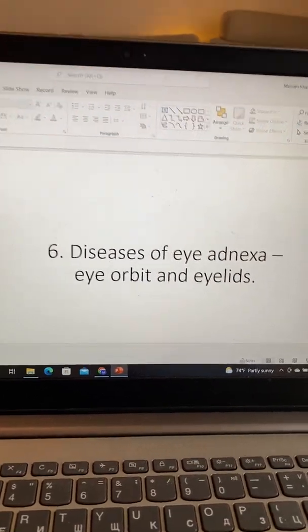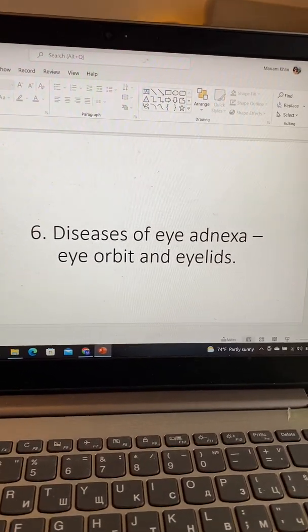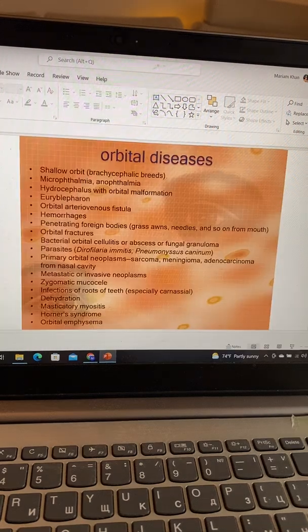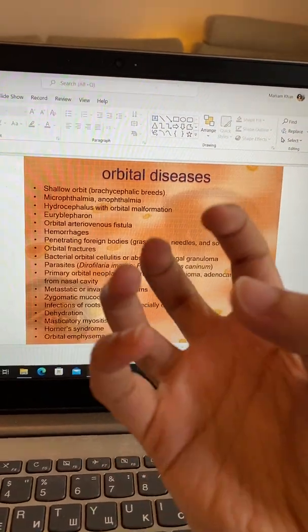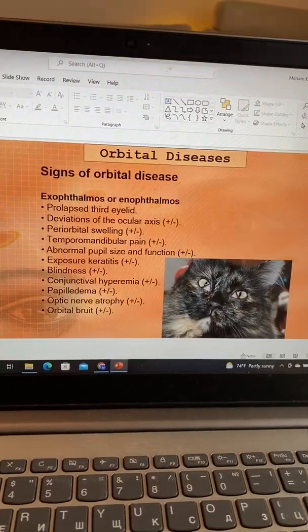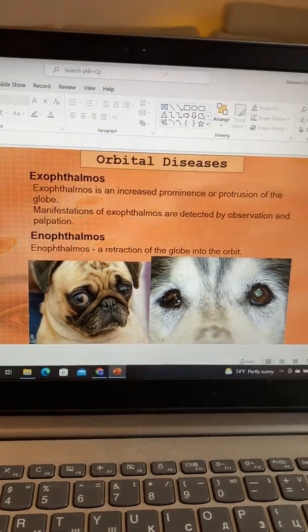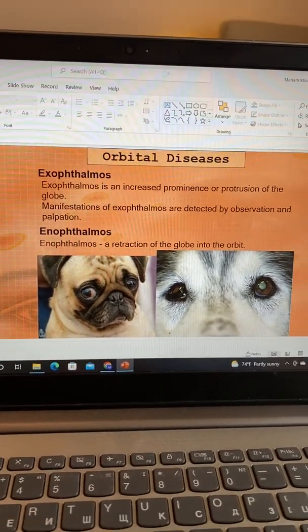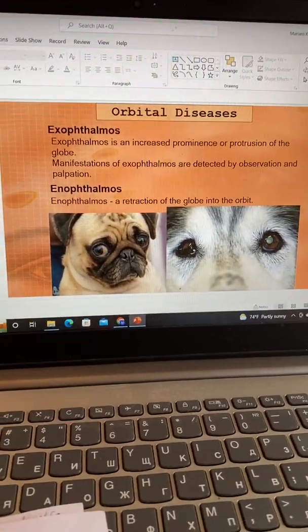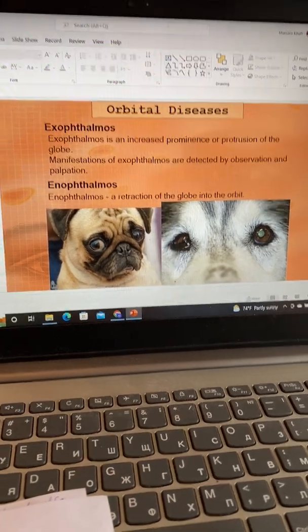So these are the diseases of the eye orbit and the eyelids. What's the orbit? It's basically just like the eyeball itself. The eyelid covers the eyeball. So there are loads of orbital diseases. So I'm basically going to list them and just go through them and just show you what they look like so you can describe them yourself.